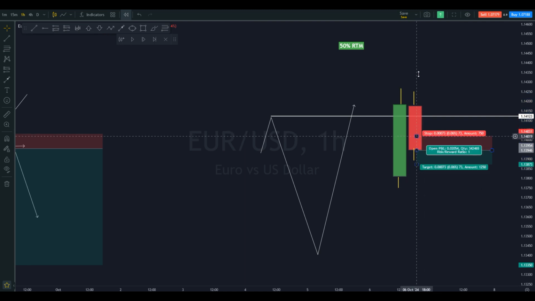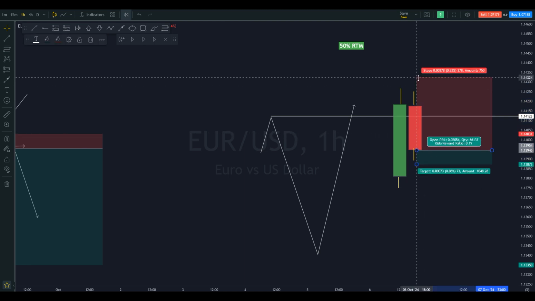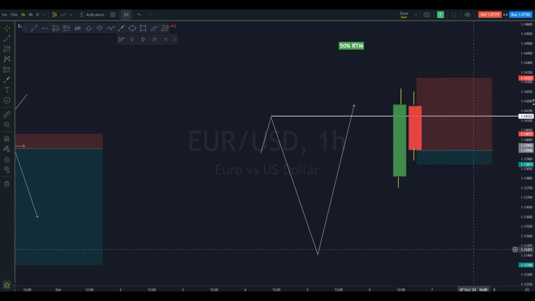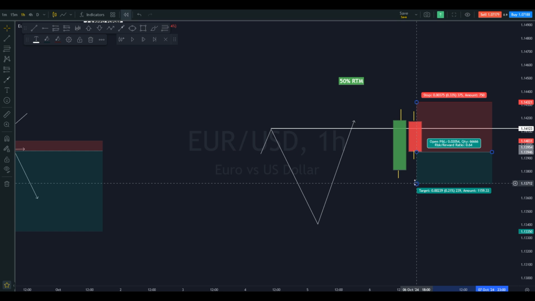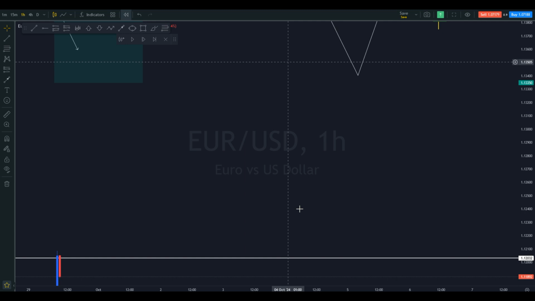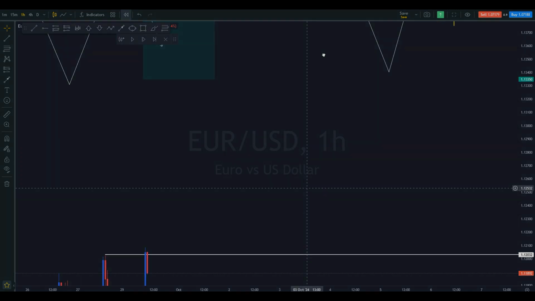Obviously our stop loss must be above. My candlesticks are too big, so do not mind the stop loss level. And then we're going to target our 90% rule. So yeah, right now let's go to the charts, guys.